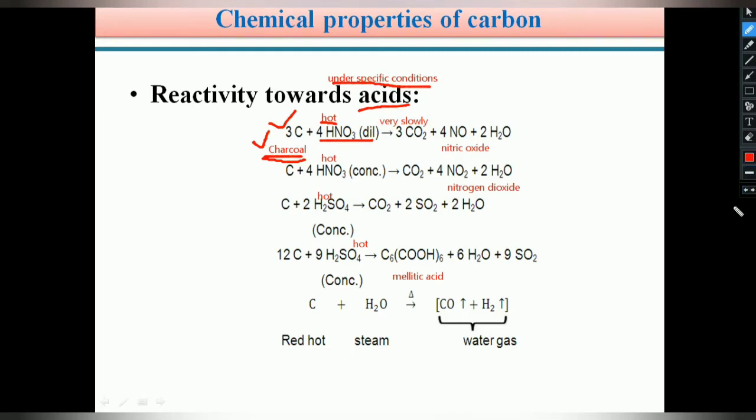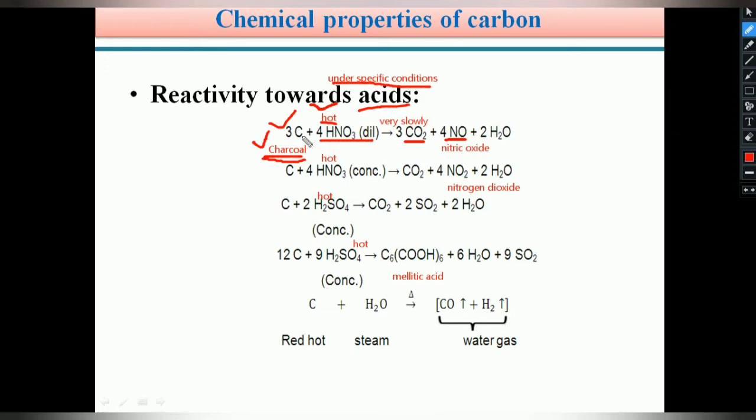Carbon does not react with dilute HNO3 unless the dilute HNO3 is hot and the carbon is in the amorphous allotrope, charcoal form only. It reacts very slowly and forms carbon dioxide and nitric oxide as products. So these are the specific conditions: hot dilute HNO3, and the charcoal allotrope of carbon reacts very slowly at high temperature.